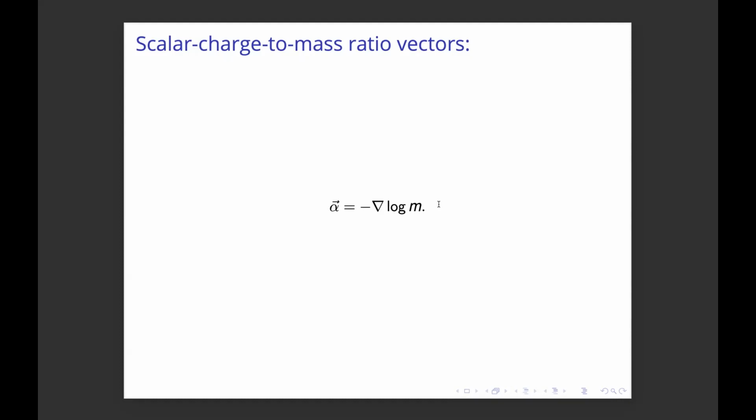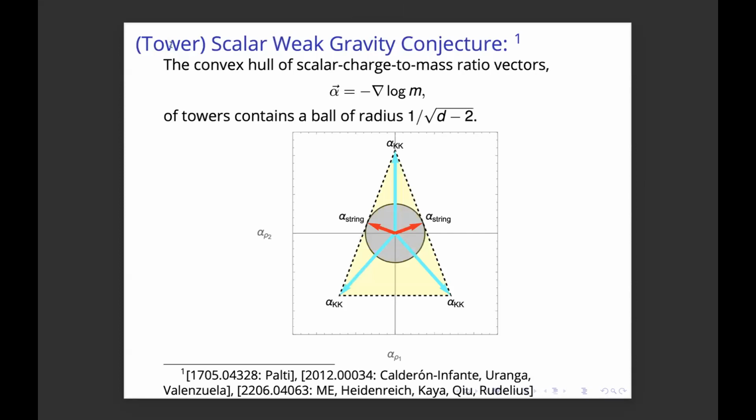With these vectors, I can now introduce the scalar weak gravity conjecture, or tower scalar weak gravity conjecture. This conjecture states that the convex hull of scalar charge-to-mass ratio vectors for towers contains a ball of radius 1 over square root of d minus 2. So for instance, here are various scalar charge-to-mass ratio vectors for towers, and their convex hull contains a ball of radius 1 over square root of d minus 2.